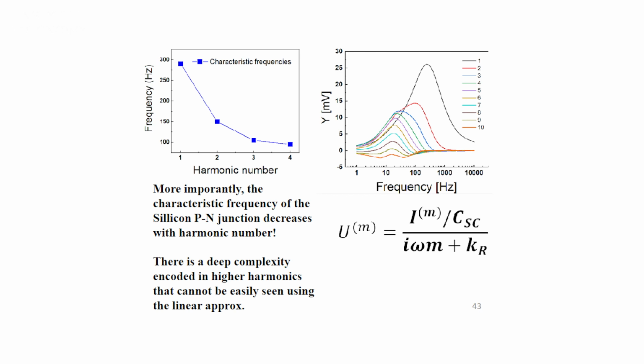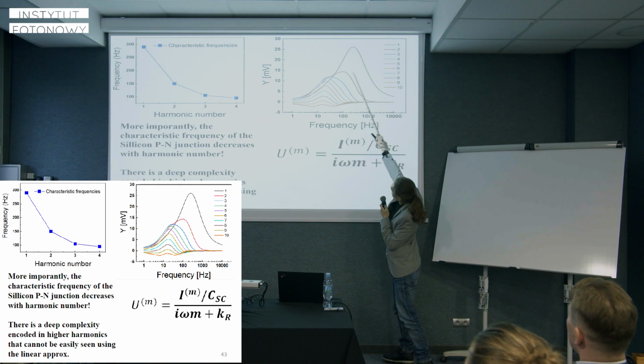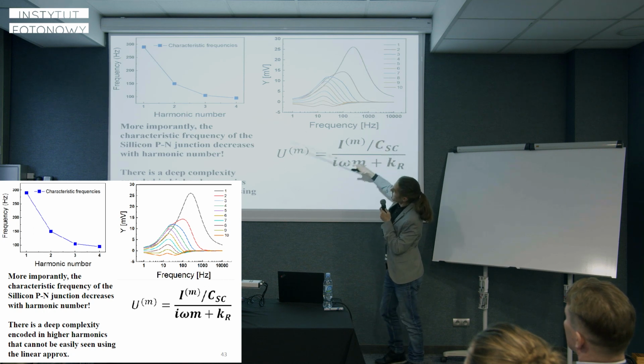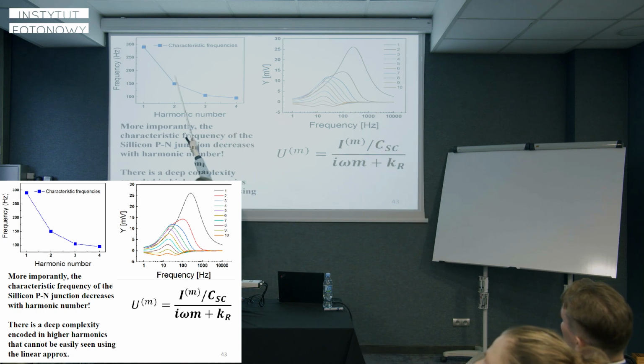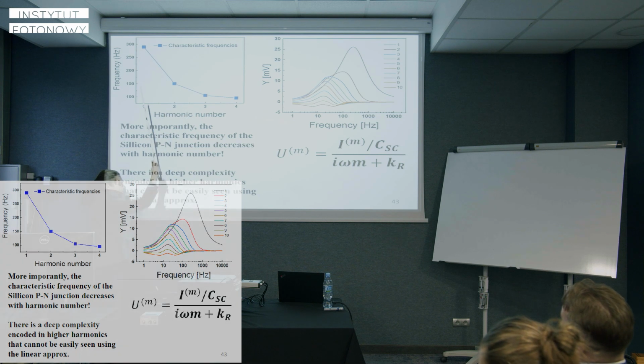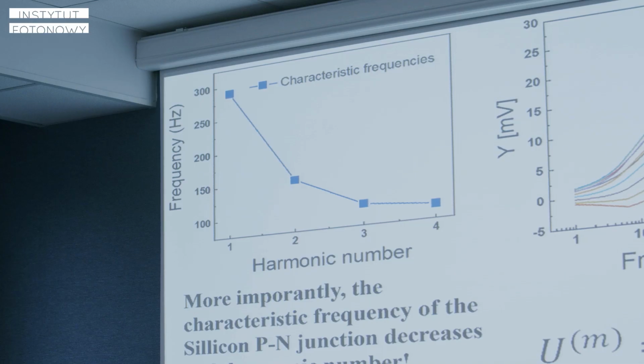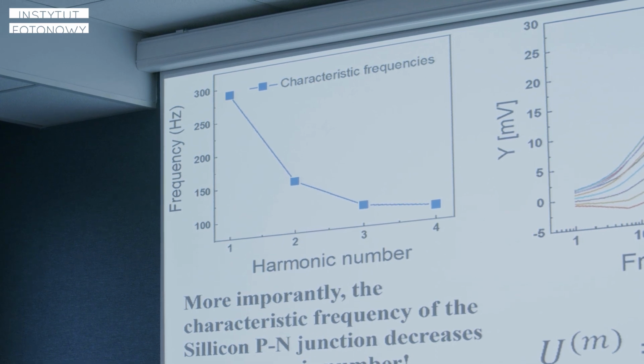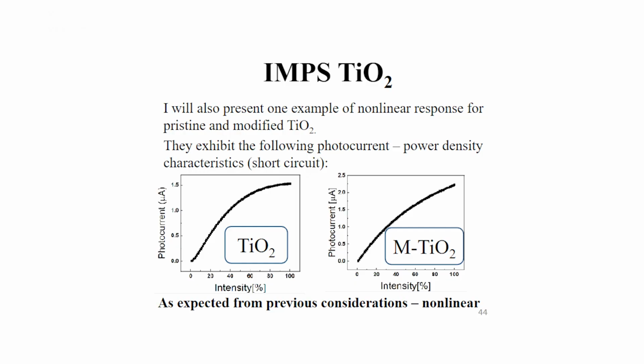And if I do the deconvolution to Lorentzians like this, and I plot the characteristic frequency against the harmonic number, it is like 1 over N. So this model is quite good. Well, this is a silicon photodiode, IMVS. So now let's do IMPS for titanium dioxide.